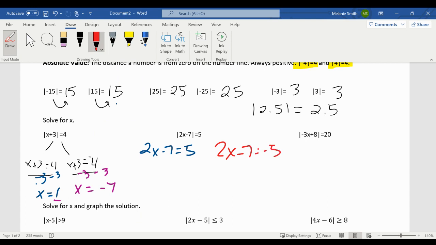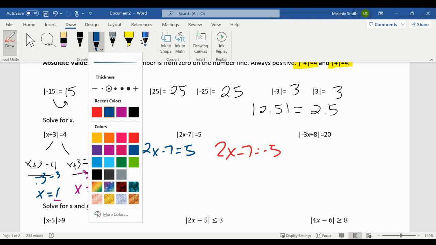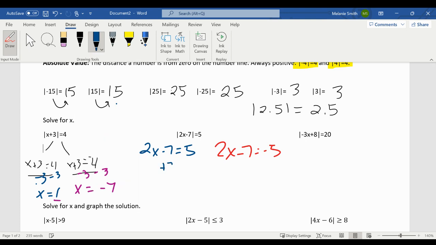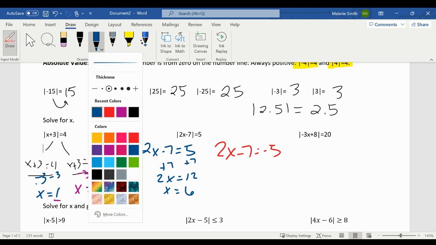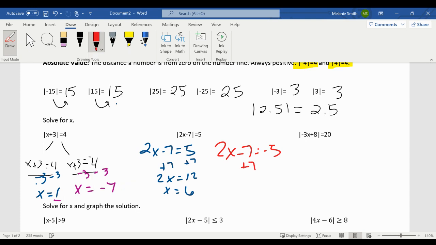All right, so if I do the positive 5 first, I'm going to add a 7. So 2x equals 12. And then divide by 2, x equals 6. And I have room to divide by 2. So divide by 2.